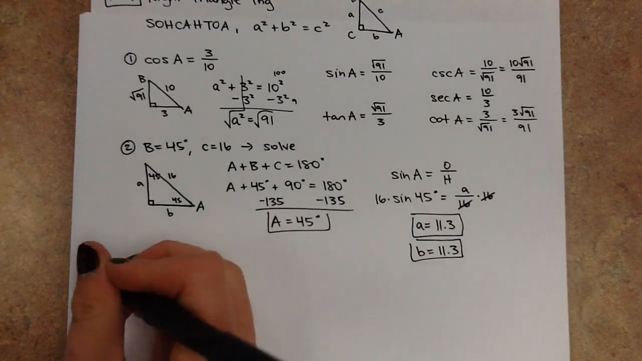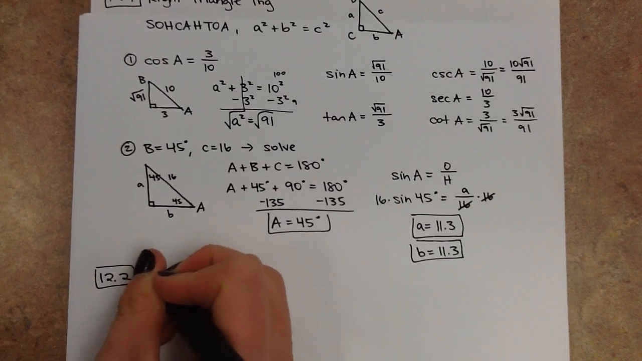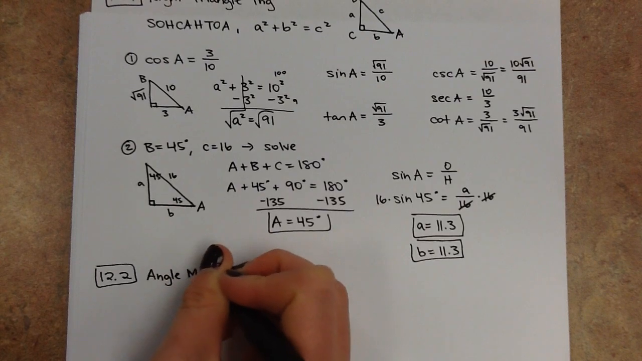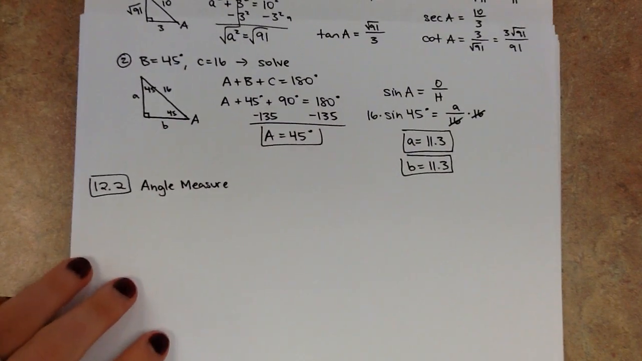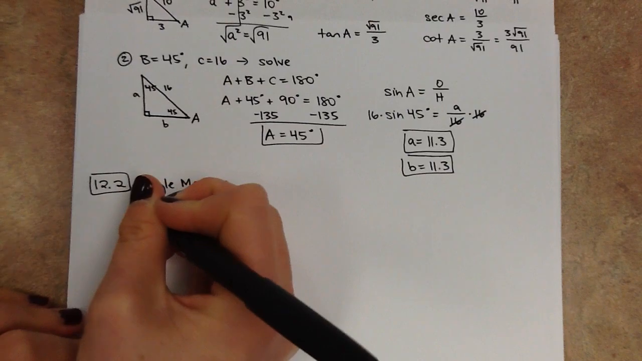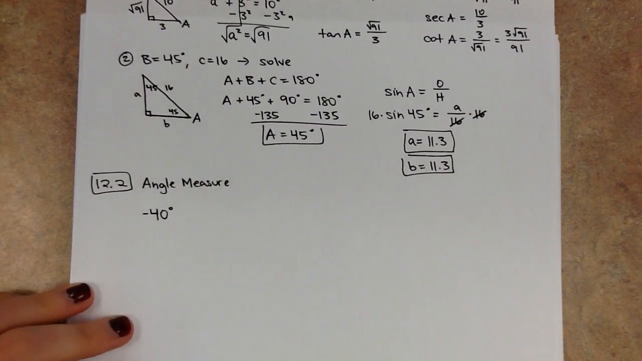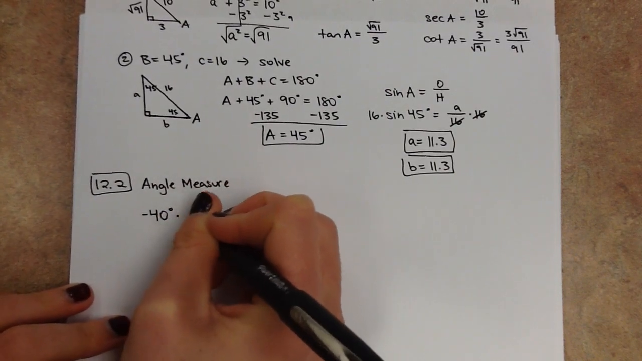12.2 is our next section. That was on angles and angle measurements. One of the main things we did here was learning about radians, what they are, and how to convert back and forth between degrees and radians. So say I give you negative 40 degrees, and you want to convert it to radians. In order to convert to radians, you multiply your degree measurement by pi over 180.